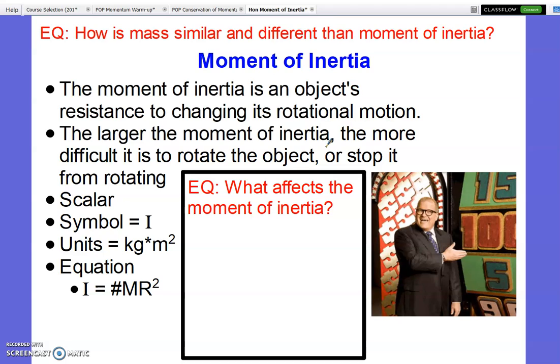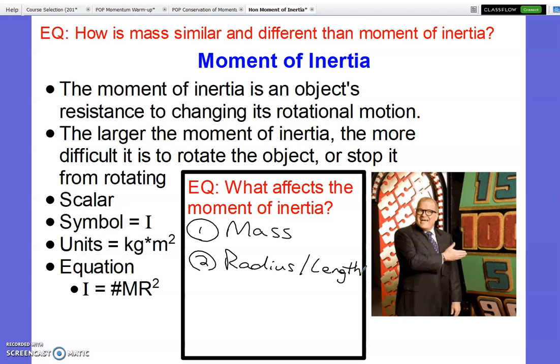Now, there are a few things that affect the moment of inertia. One thing that affects the moment of inertia, like when we looked at the bicycle tire, is the mass itself. The more mass it has, the more difficult it is to start spinning or to stop it if it's already spinning in the first place. The second thing that affects it is the radius or length. The wider it is, the more difficult it is to start it spinning or to stop it if it's been spinning in the first place.